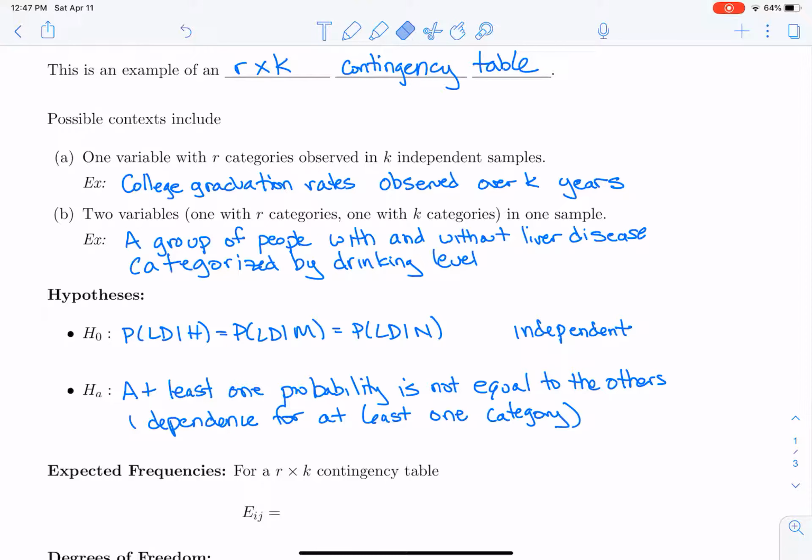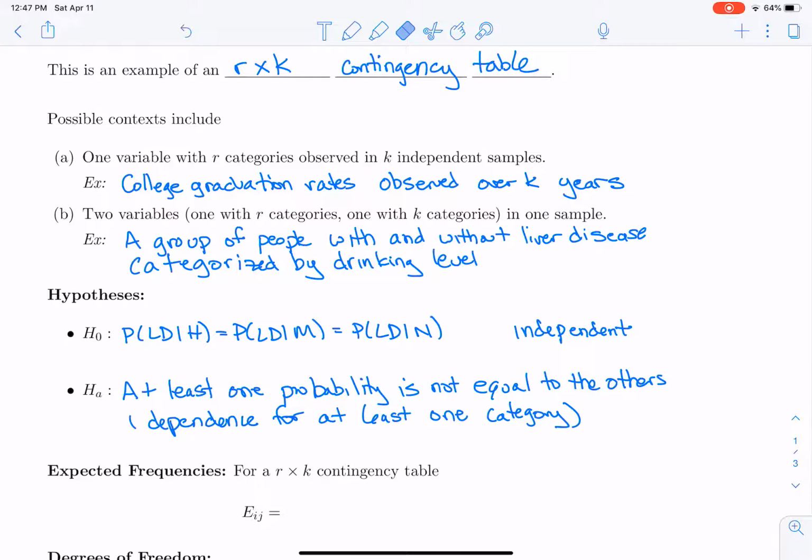So again, we're going to have these hypotheses where we're going to be able to say whether statistically liver disease is dependent on drinking category, but we're not going to be able to say which one based on this kind of test.